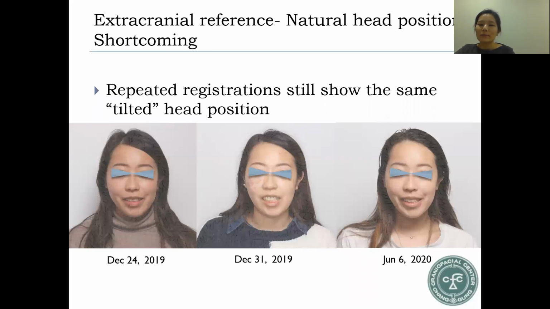Just like this patient. The picture on the left side is the first time I saw this patient and took the records. At that time, I tried to suggest she adjust her head to a more upright position. The head in the image was still a little tilted. At the second and third times, the middle and right side pictures, I wanted to record this tilted head posture, so I didn't try to adjust her tilted head. I just told her to be relaxed and show me her balanced head position. And that's the result. She showed a consistently tilted head position.